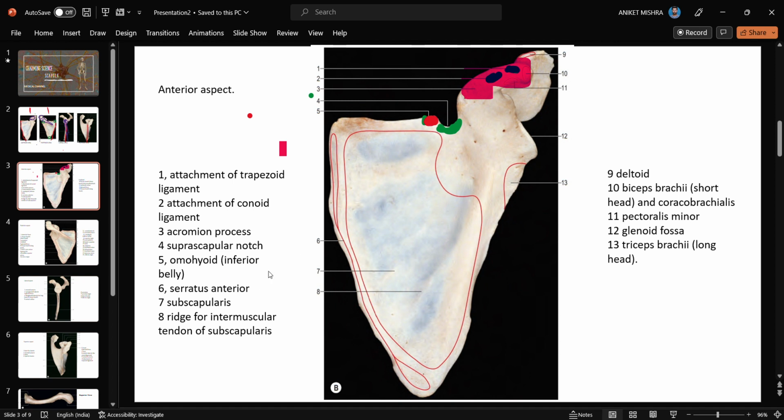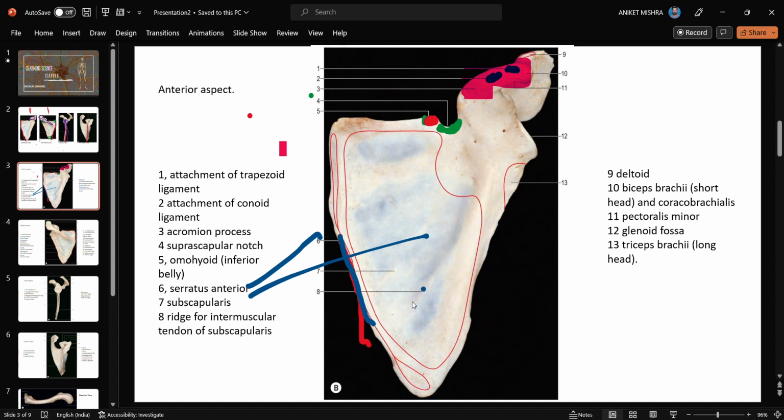The serratus anterior muscle. This is the place, the insertion of the serratus anterior muscle will take place here. We'll draw it with the blue. Insertion of the serratus anterior muscle. This is the insertion of the subscapularis muscle that covers approximately all the costal surface of the scapula. Ridge of the intermuscular tendons of subscapularis.